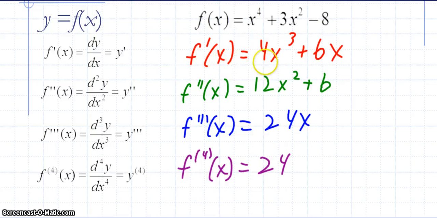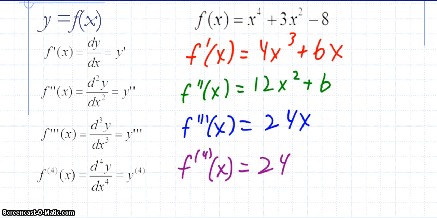Okay, so f prime of x is 4x cubed plus 6x. We're just using our power rule for each term. F double prime of x, again, just use your power rule again, is 12x squared plus 6. F triple prime of x is just 24x. And the fourth derivative of x is 24.